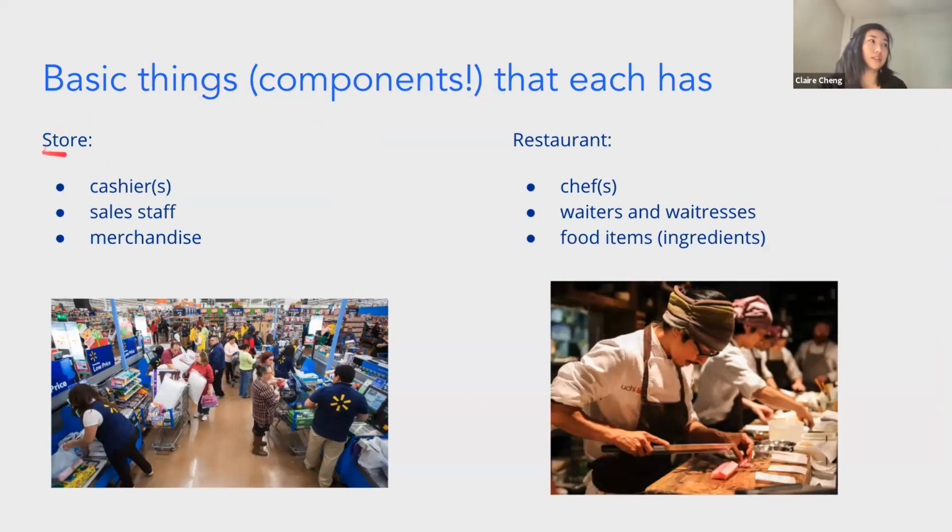So stores have cashiers, they have sales staff, and most of all, they have merchandise. And then restaurants have chefs, they have waiters and waitresses, and they also have ingredients to make food. Obviously there are other things, but we're just going to keep it simple for now, so three for each.